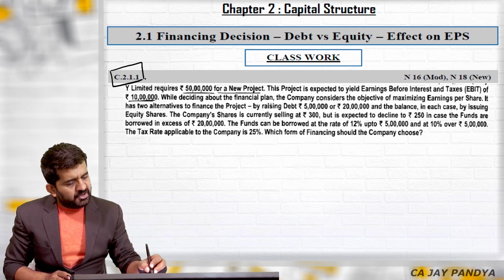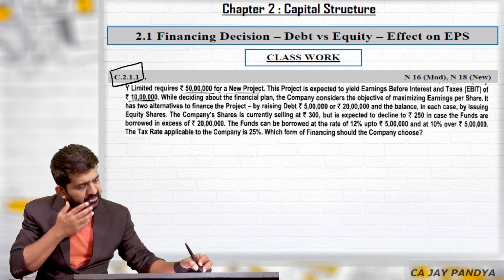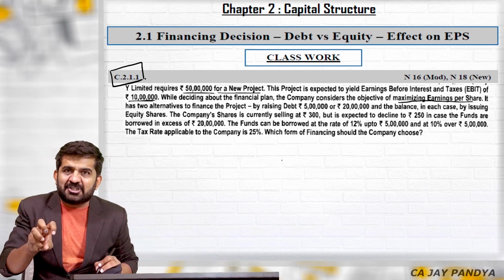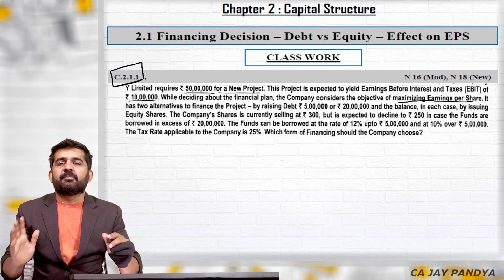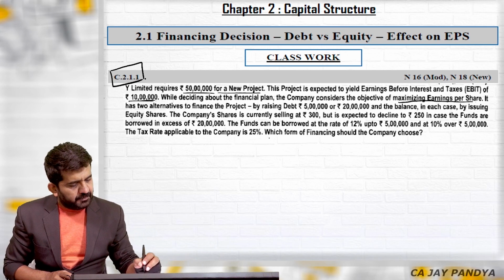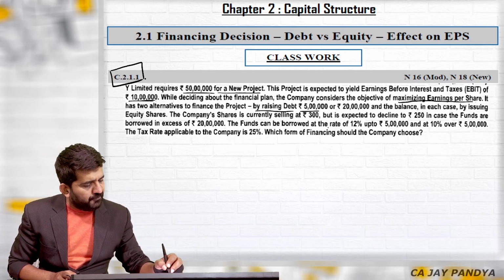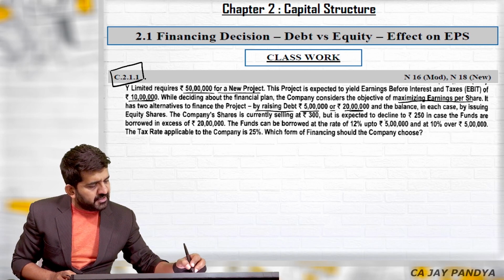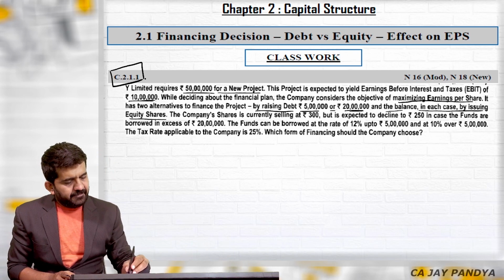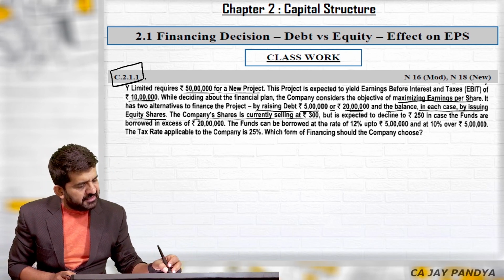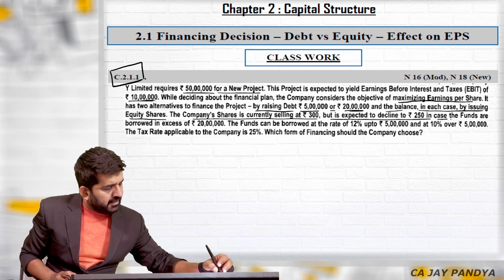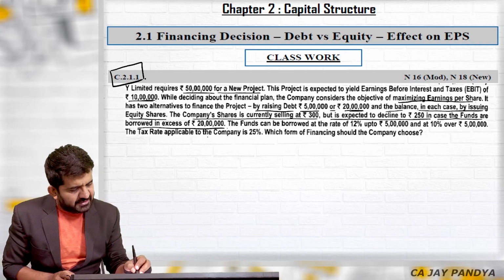While deciding about the financial plan, the company considers the objective of maximizing EPS. See, a good question. Even in capital structure decision, they are telling you that our objective is to maximize EPS. It has two alternative finance for the project: by raising debt of rupees 5 lakhs or rupees 20 lakhs, and the balance in each case by issuing equity shares. The company's share is currently selling at 300, but is expected to decline to 250 in case the funds are borrowed in excess of 20 lakhs.